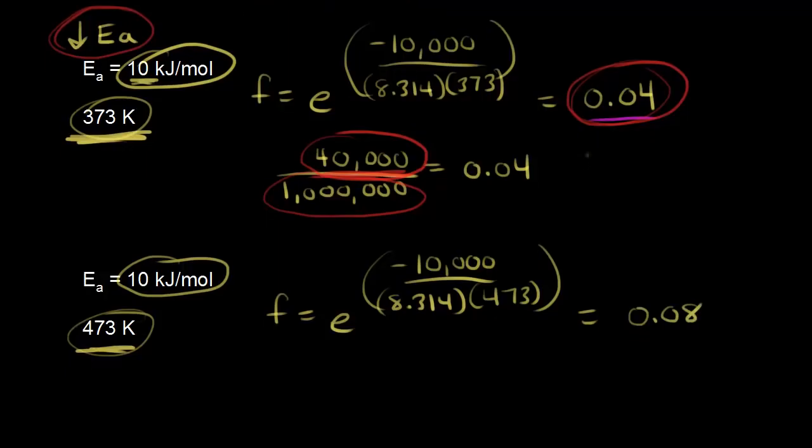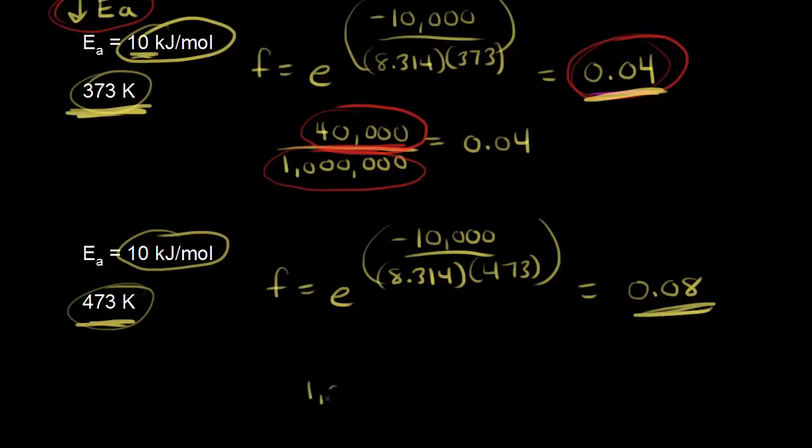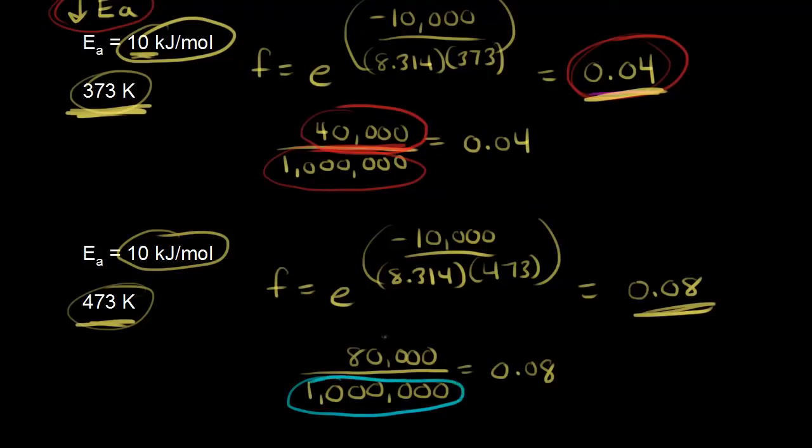So we've increased the value for F, right? We went from 0.04 to 0.08. And let's keep our idea of 1 million collisions, right? So it's a little bit easier to understand what this means. So what number divided by 1 million is equal to 0.08? That must be 80,000, right? So this must be 80,000. So for every 1 million collisions that we have in our reaction, now we have 80,000 collisions with enough energy to react.